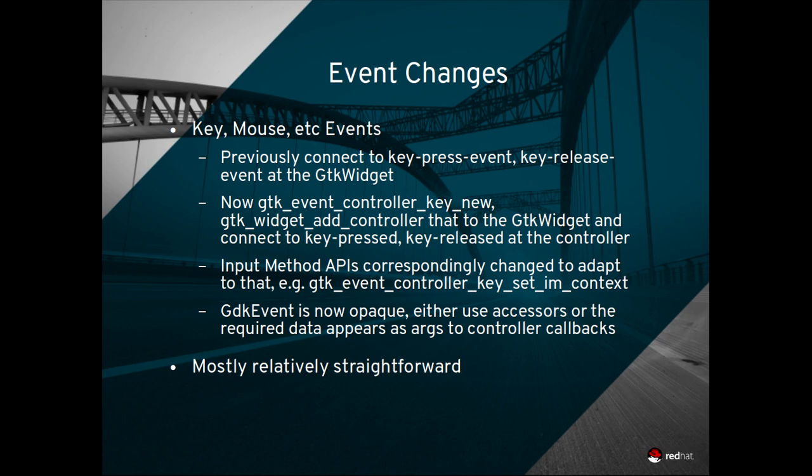You add that controller to the widget and then connect to the key press, key release events at the controller level. This has knock-on effects to other parts of the API as well, so things like input methods and whatnot are all correspondingly changed to work with controllers instead. This makes a lot of things actually more simple from our perspective. The GTK event itself is now opaque and you can't pull out its individual members. Either some accessors have been added, or in many of the cases the required data that we need appears as arguments to the controller callbacks. All of this is relatively straightforward from a LibreOffice perspective.